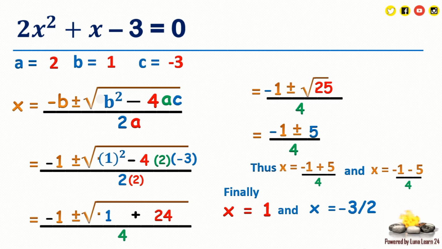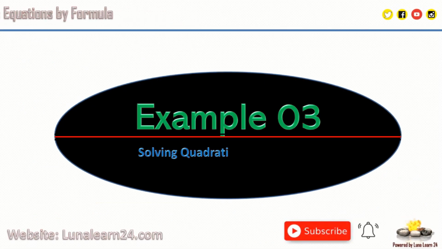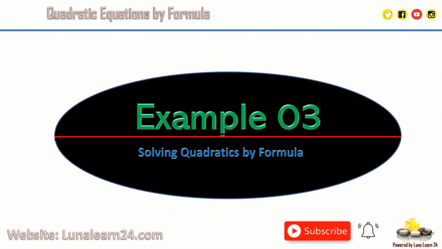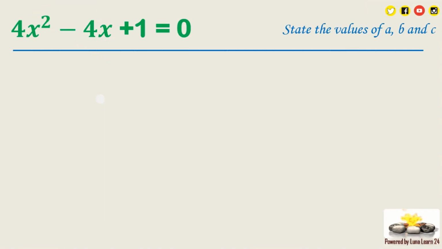So you can look at the video, you can solve and solve again. Let's look at the next example, example number 3. So with our third example, we have the equation as follows: 4x squared minus 4x plus 1 equals 0. The values of a, b, and c are respectively 4, negative 4, and plus 1.